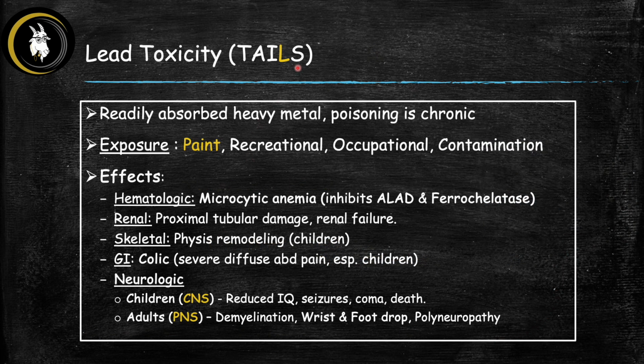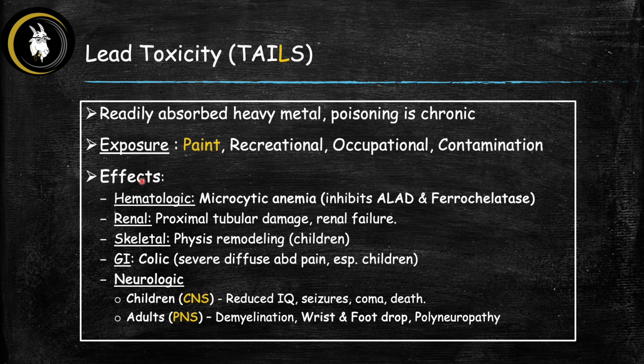Okay, so now let's move on to lead toxicity. Lead is a readily absorbed heavy metal, and the poisoning is almost always chronic. Exposure is through things like paint. Think about older homes and children eating paint chips. Recreational, some people make illegally distilled alcohol called moonshine, and those containers can be contaminated with lead. Occupational, so think of battery industrial workers. And then finally, contamination, such as contamination of water from lead from factories.